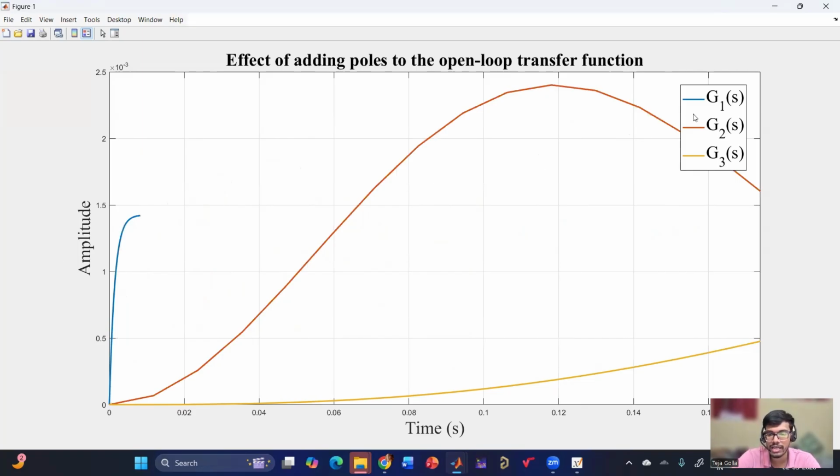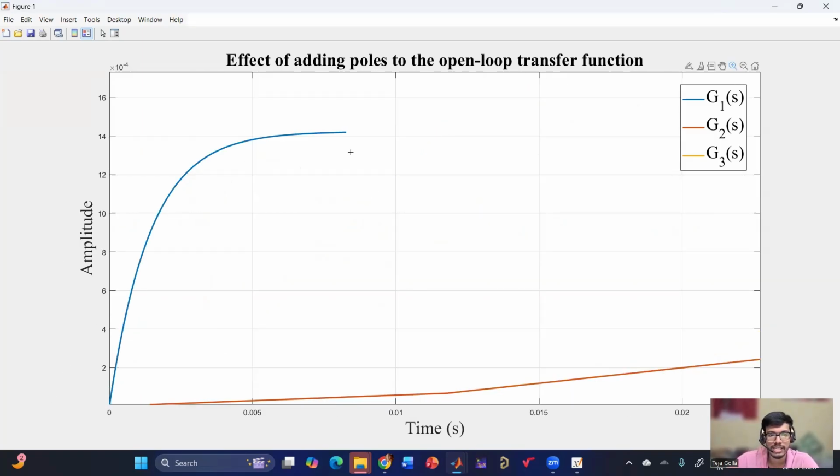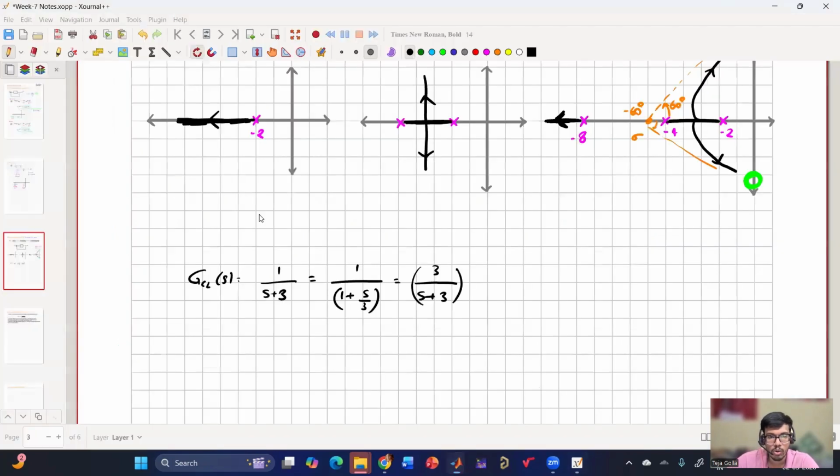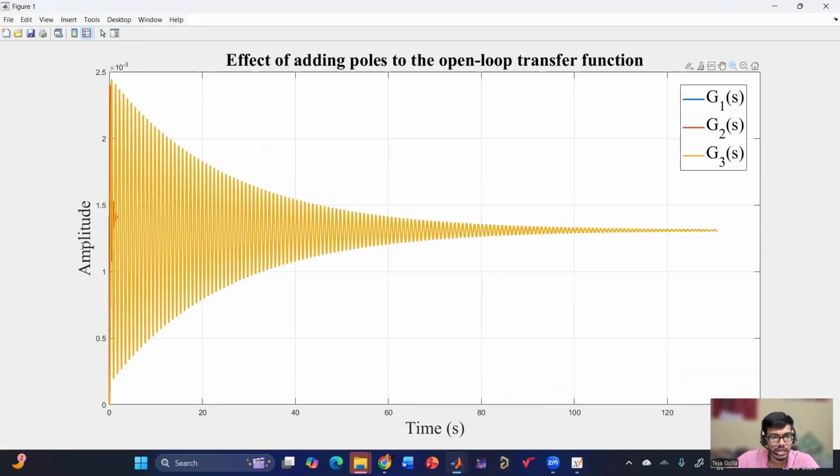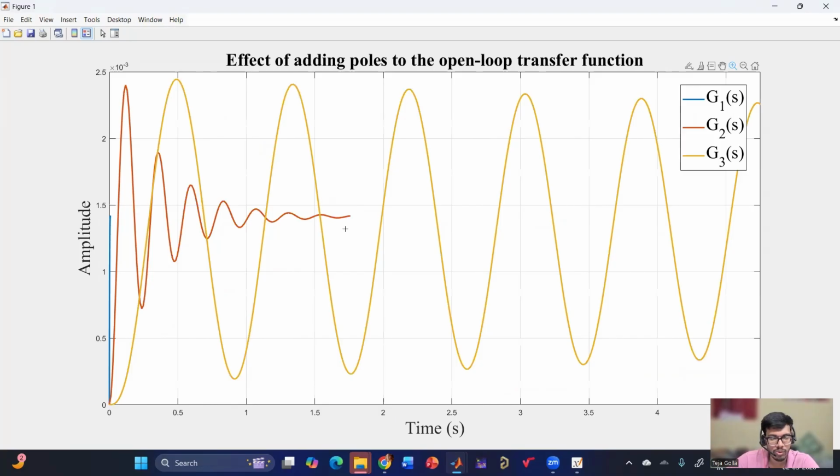Whereas in the original case, the pole is moving on the left hand side, so it is always overdamped, right? This guy is overdamped because the root locus is going in this direction. Whereas this guy is complex conjugate. So that's why there are certain oscillations, but the oscillations are dying down, right?